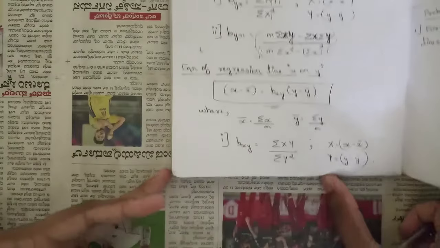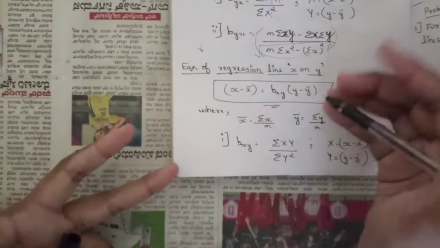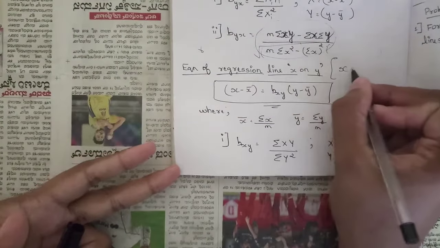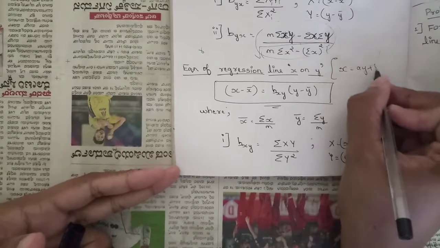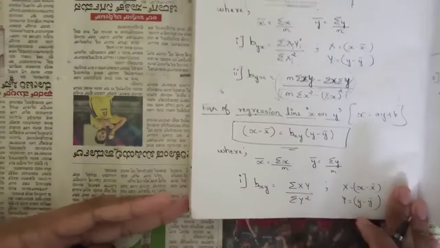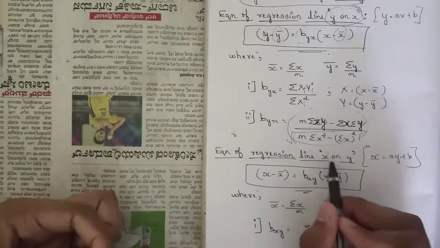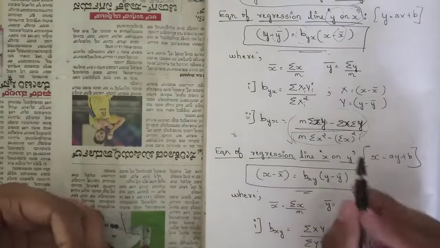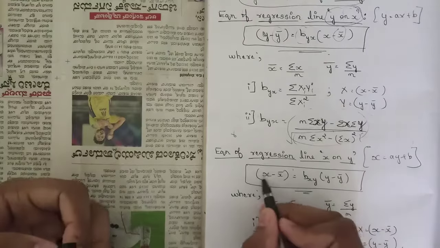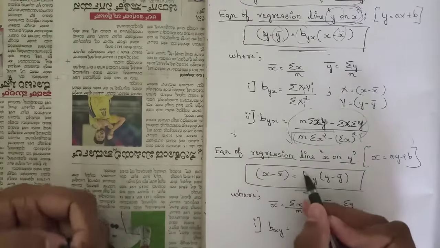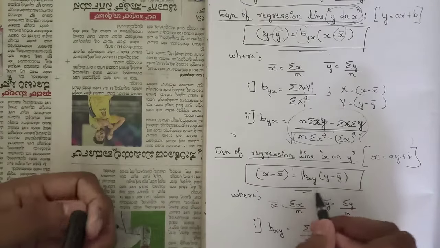Similarly, we have another equation of regression, that of x on y, or x equal to ay plus b. Here also it's the reverse of this. In order to find the equation of regression x on y, we have the formula x minus x bar is equal to b suffix xy, right now.